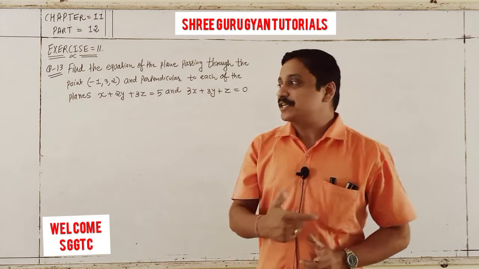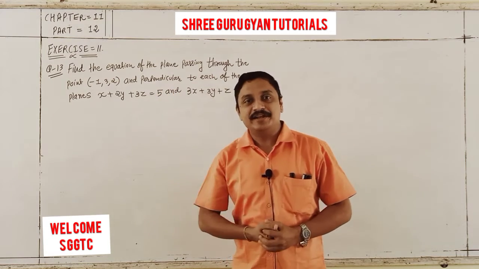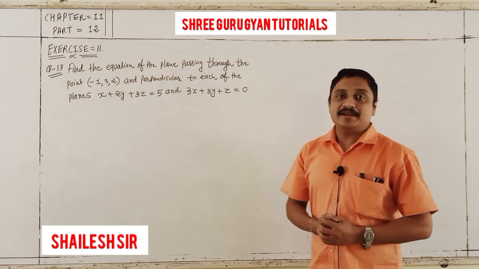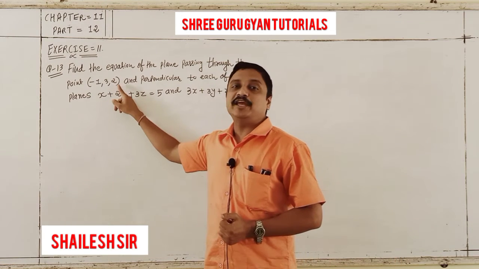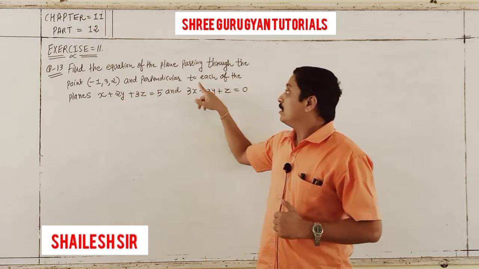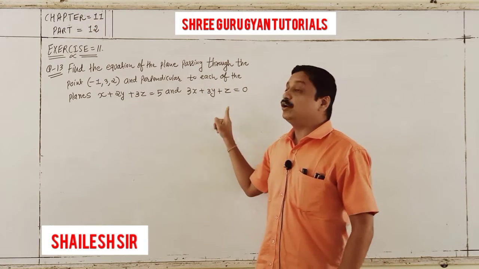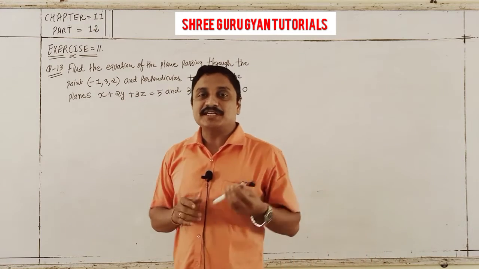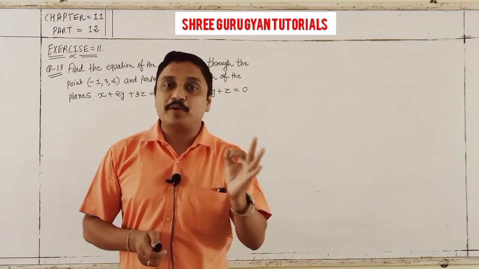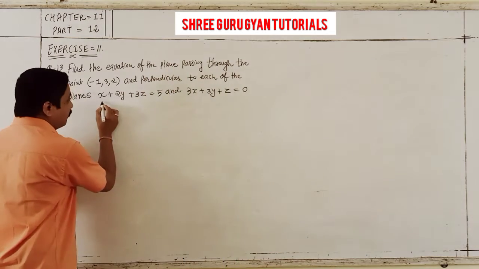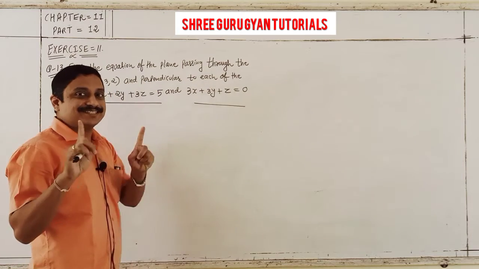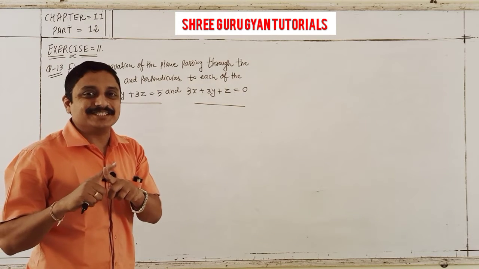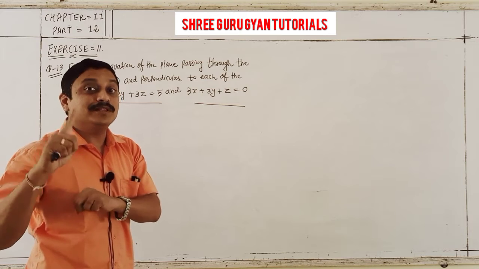Students, in continuing Exercise 11, question number 13: Find the equation of the plane passing through the point (-1, 3, 2) and perpendicular to the given two planes. Students, I want it perpendicular to both. It means we will first take the cross product of the normal of plane 1 and the normal of plane 2, then you get the normal of the third plane.